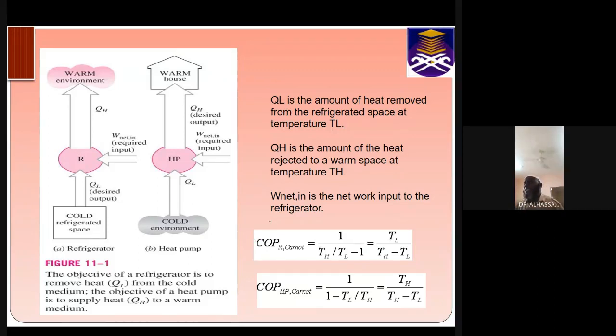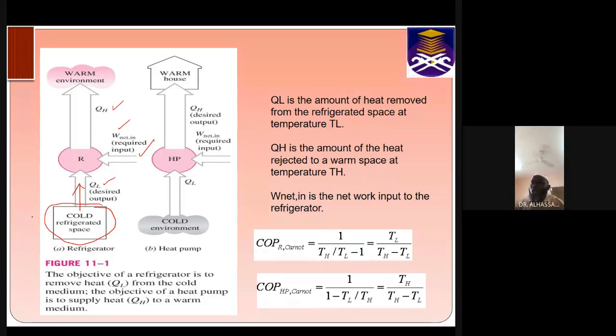In a refrigerator, this is the refrigerated space, and in this space, heat is being absorbed. The heat is transferred to the environment by means of an external device, which is called a compressor. You see here we have work input. This is the net work input to the compressor. Without the compressor, there is no way in which we can have heat transfer from a lower temperature to a higher temperature. We will look into the details of this.